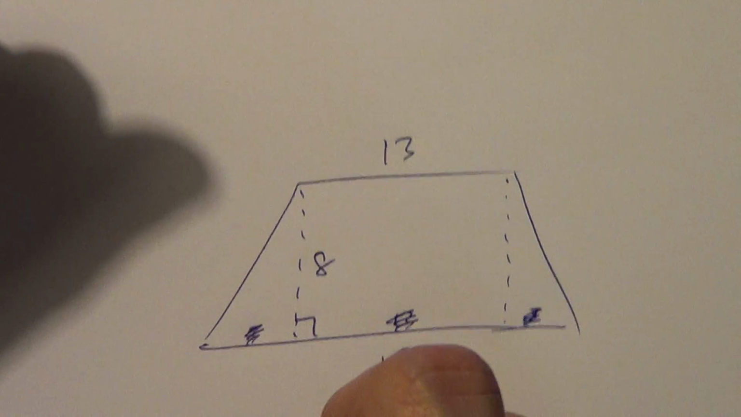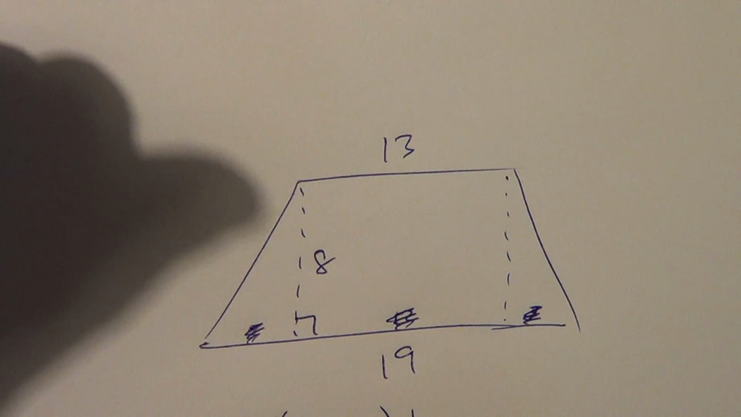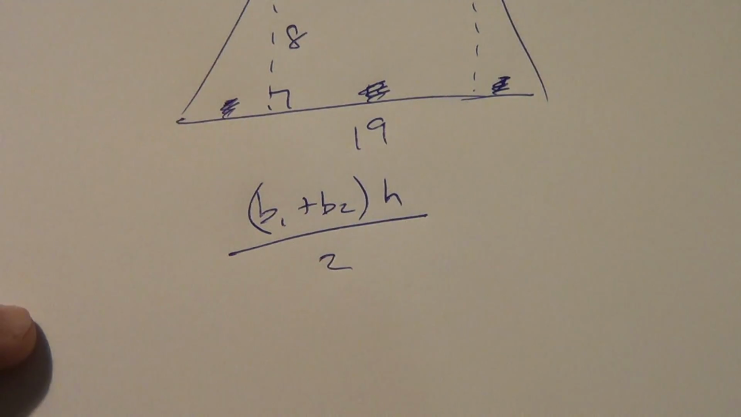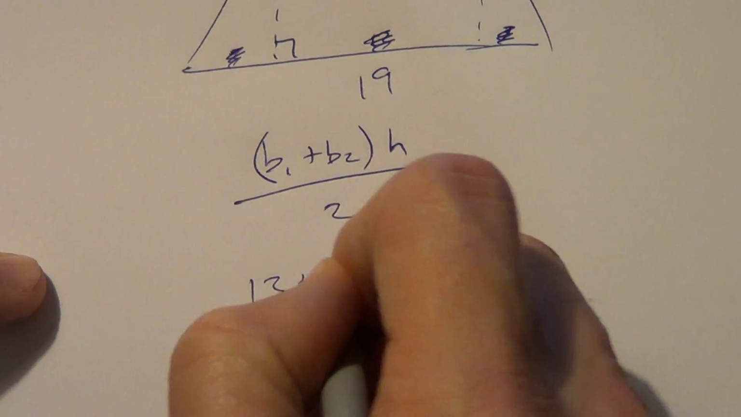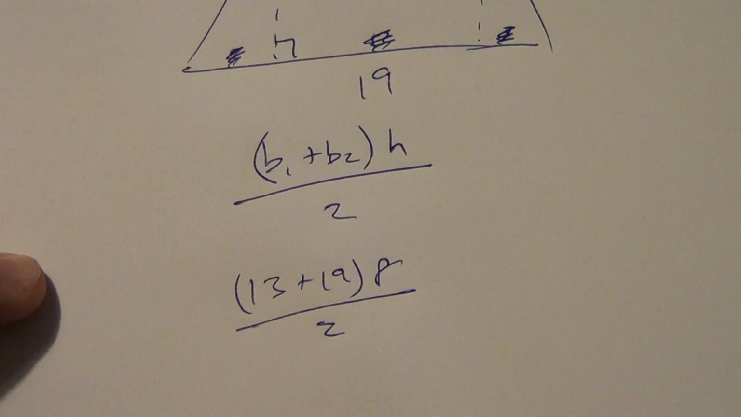So what's our formula? Base 1 plus base 2 times height over 2. Okay, so that's what it looks like. So base 1 was 13 plus 19 times 8 over 2. If you switch the order of the addition up, no big deal.